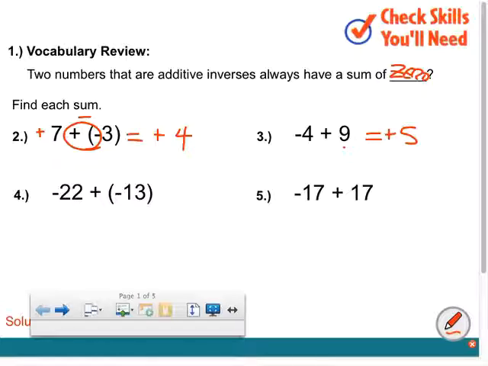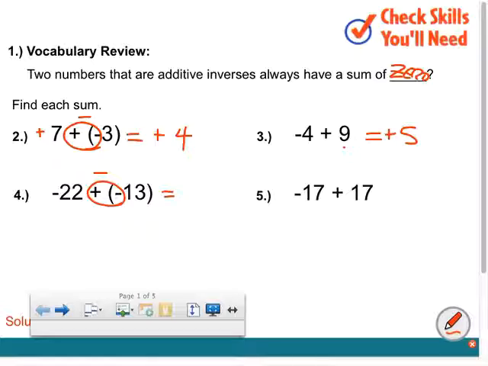Okay? Who can explain to me number 4? Let's go ahead, Rehan. First, you have to circle the plus and minus. Okay, so we have two signs in front of 13. We need to make it one sign. What do those two signs become? The plus and minus become what? Minus. So now we have a -22 and a -13.